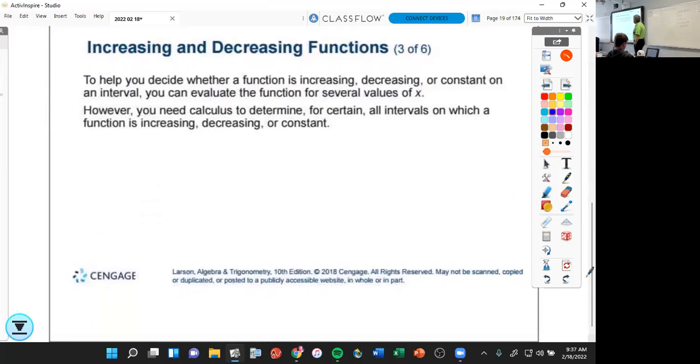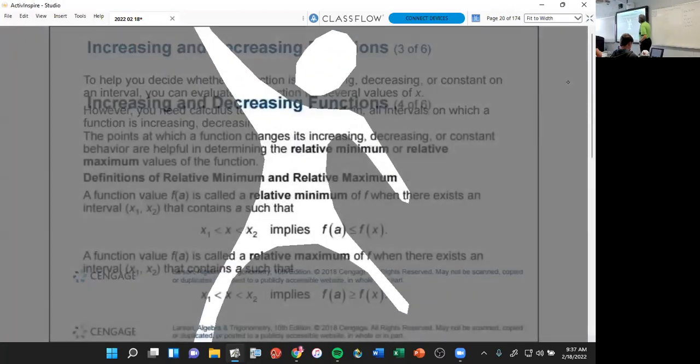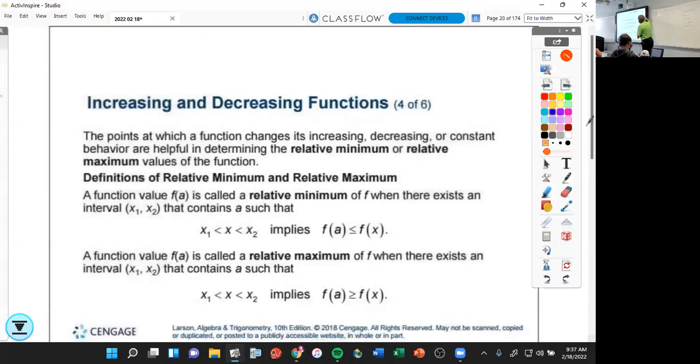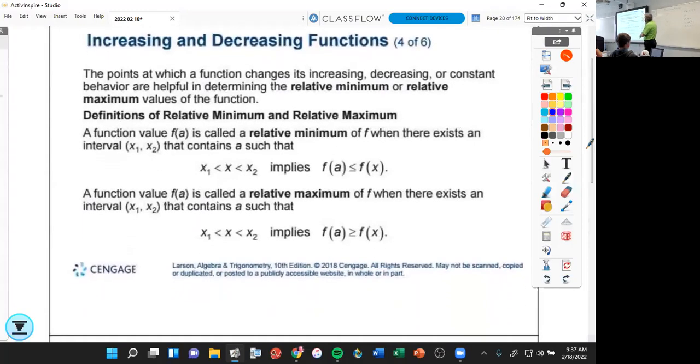To help you decide whether a function is increasing, decreasing, or constant, you can evaluate the function for several values of x. However, you need calculus to determine for certain all intervals on which a function is increasing, decreasing, or constant. And this is actually talked about in calculus. The points at which a function changes its increasing or decreasing constant behavior are helpful when determining the relative minimum or the relative maximum.